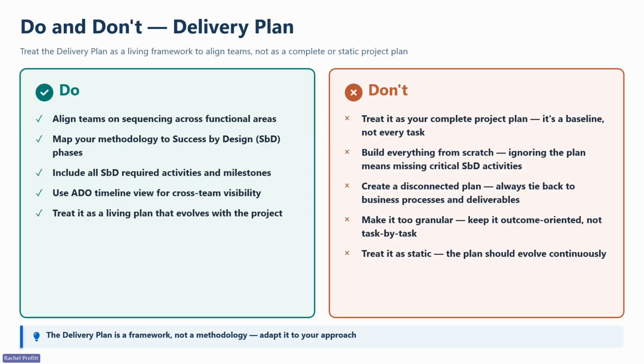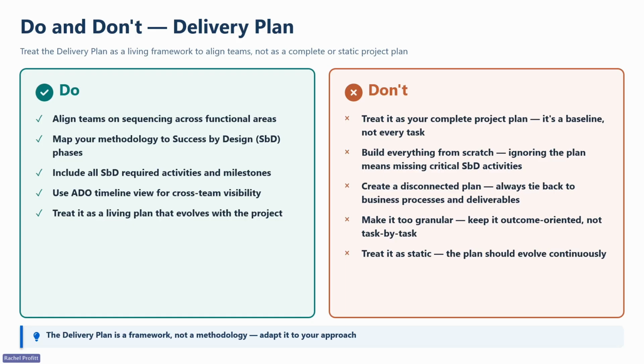So here are the do's and don'ts for the delivery plan. We do ask that you align your teams on sequencing and map your methodology to the success by design phases. We've actually included a column in our template for the partner phases and a separate column for you to do this. So we're not saying that you should rename or overwrite the existing phases from success by design. Rather, use your own column to do that mapping for you and map your phases to the success by design phases.